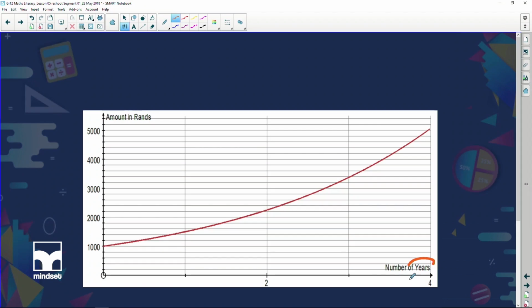First thing is the number of years on my horizontal. The distance from my start to this point is 2. I've got 2 blocks in between, so each block represents 1 year. So I've got 1 year, 2 years, 3 years, 4 years. Again, I've got 1,000 rands, and I'm going to divide it by the blocks: 1 block, 2 blocks, 3 blocks, 4 blocks, 5 blocks, divided by 5. Each block represents 200 Rand.